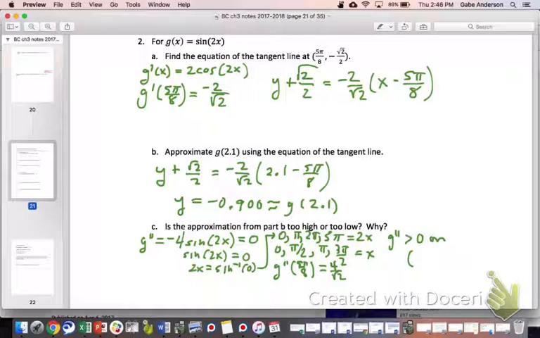What's bigger, 5 pi over 8 or 2.1? I'm honestly asking. I don't know. Can you help me out? So 2.1 is bigger? Okay. So 5 pi over 8 to 2.1. If g double prime is positive on that interval, that means that g is concave up, which means that our approximating line is too low. So we can say, therefore, the approximation we found is too low.